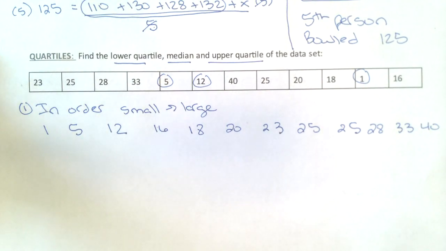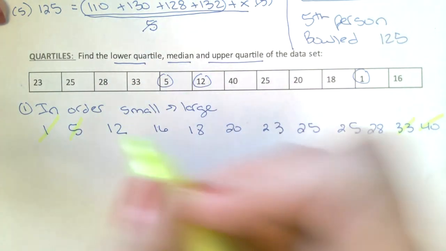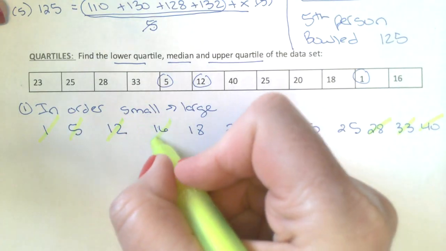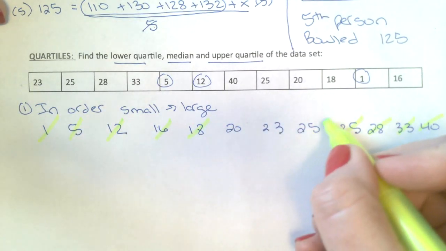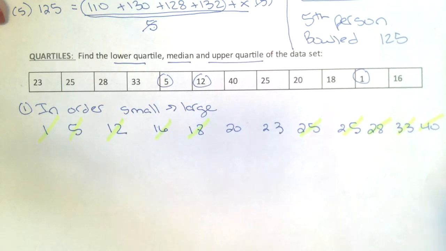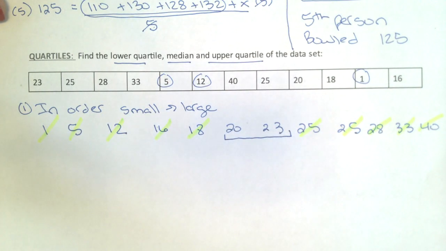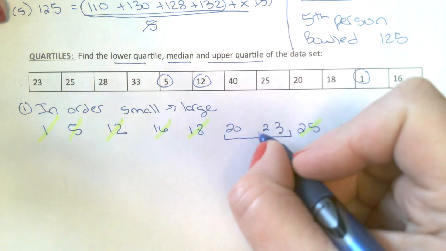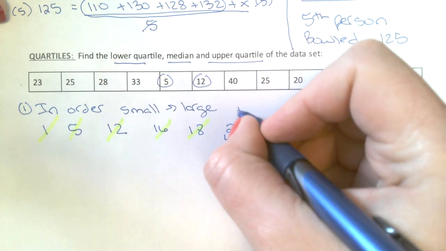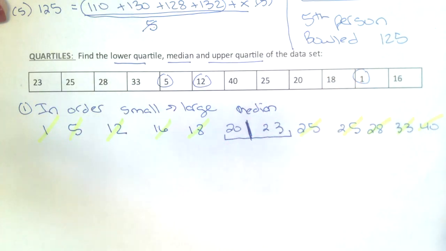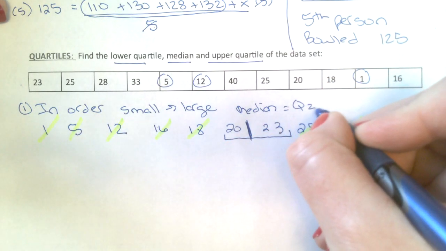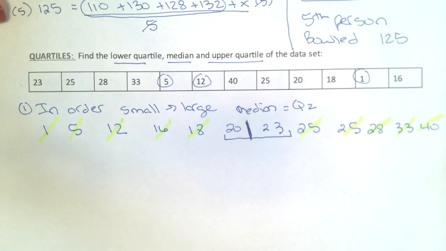So now I want to put this in order from smallest to largest. So this is where I play the cross-off game. I'm going to use a highlighter today so that we can still see the numbers. All right, so when I did that, I have a middle value right here. So this is where your median is located, which is the same thing as quartile 2.